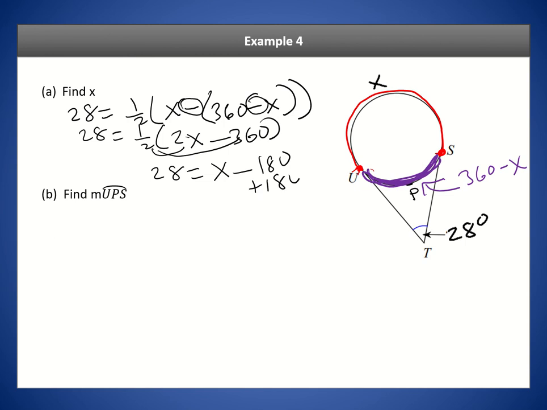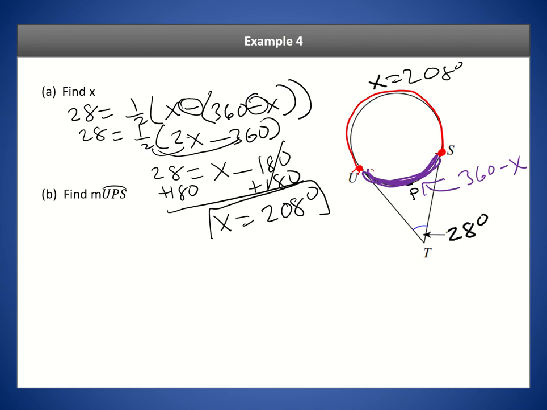And then finally, I can add 180 on both sides to get the arc US, which is x here. So we add these together, we get 208 degrees. So now we know this angle, and therefore we know the purple arc. Now we want to find the purple arc, which is UPS. So what we got to do is just do 360 minus x, minus 208, and that will give us 152 degrees.